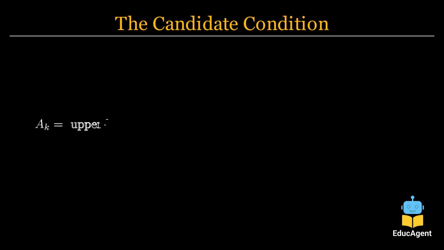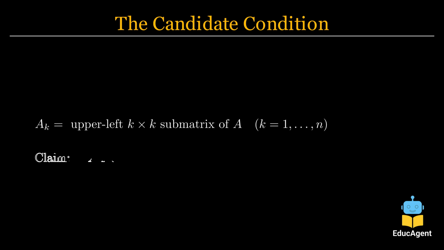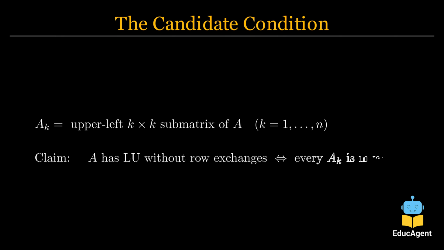We'll encode no breakdown up to step K using the top left K by K block. This is the standard criterion. Elimination without swaps works exactly when all leading principal submatrices A_K are invertible.